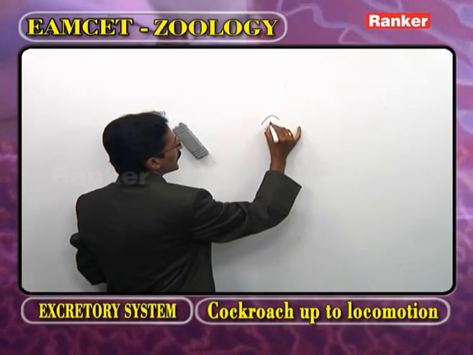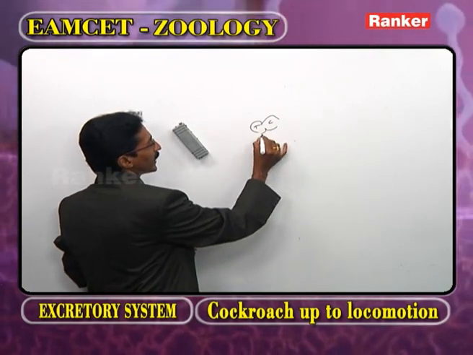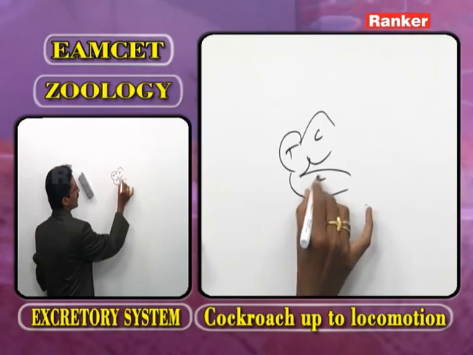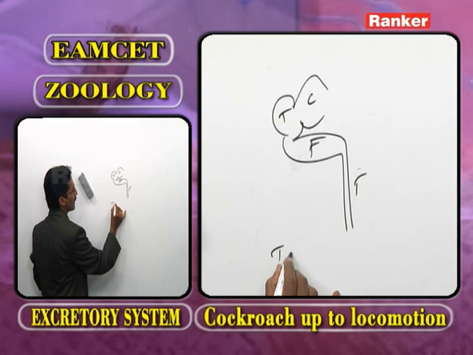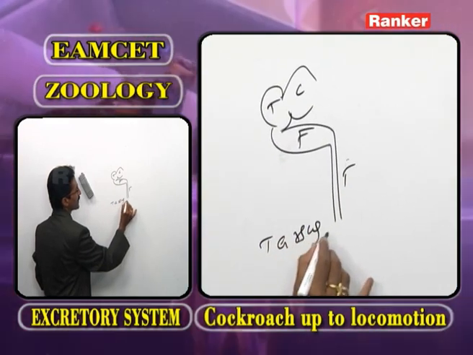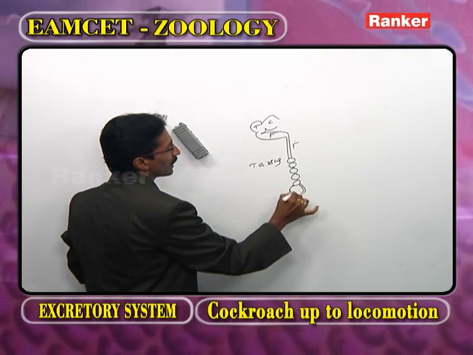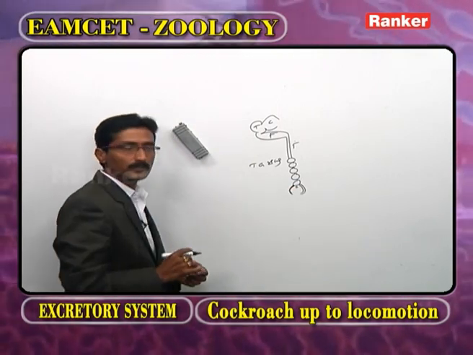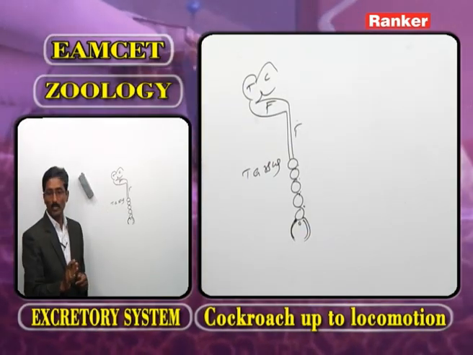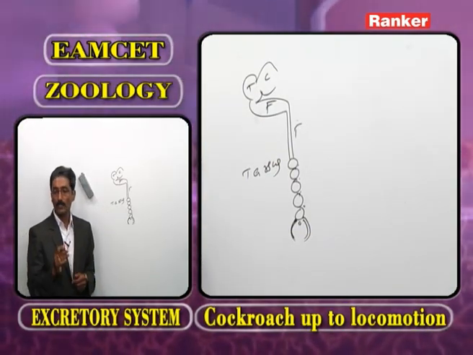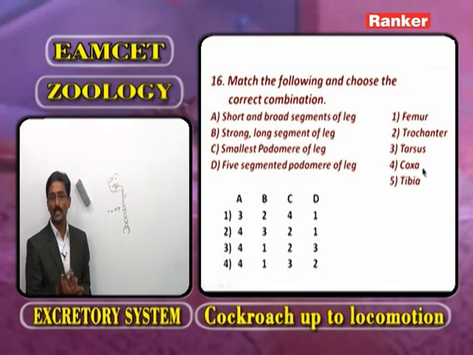This part we call coxa, and this one we call trochanter. This one we call femur, this one tibia, and the last one we call tarsus. It has 5 tarsomeres, claws and arolium. And now these are the plantulae. Now the other side: femur, trochanter, tarsus, coxa, tibia.